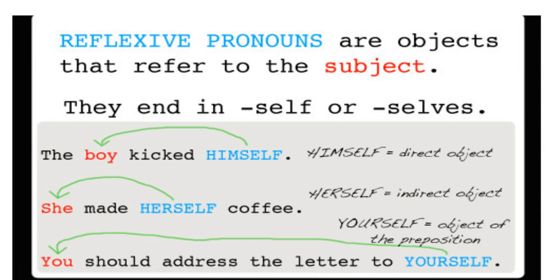Reflexive pronouns are objects that refer to the subject. They end in -self or -selves. The boy kicked himself. Himself is the direct object. She made herself coffee. Herself, in this sentence, is the indirect object. You should address the letter to yourself. Yourself is the object of the preposition.